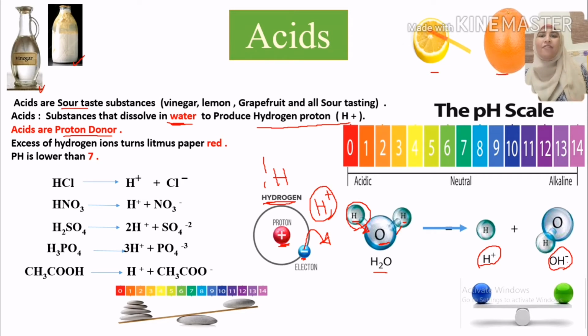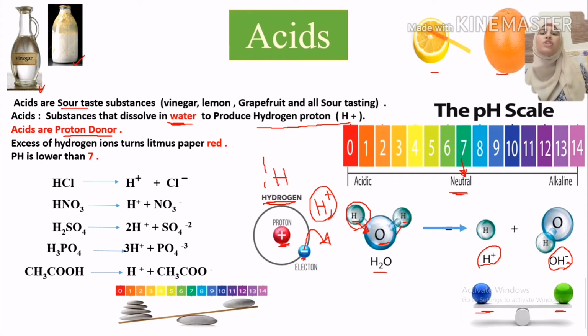In water, we have equal concentration of hydrogen proton and hydroxide ion. As we have equal concentration of hydrogen proton and hydroxide ion, we have equal acidic and alkaline properties. So we have neutral solution. In water, pH is 7. In water, the color of universal indicator is green. We have green color of the universal indicator.